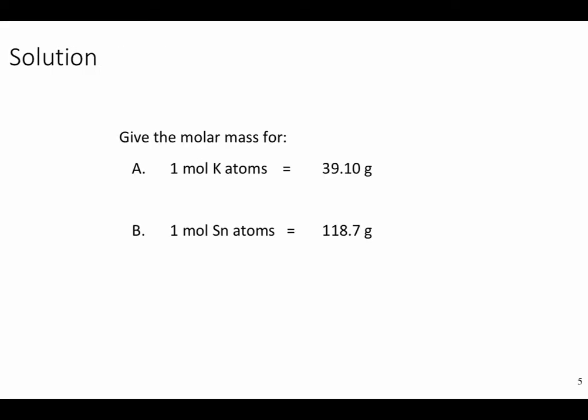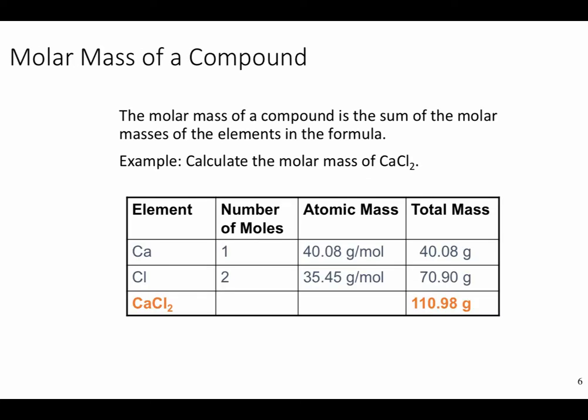So, 39.1 grams per mole for potassium, and 118.71 grams per mole for tin. So if we have a compound, how do we calculate what the mass of 1 mole of that compound would be? Well, from the formula, we know that there is calcium, and I have 1 mole of that calcium. The atomic mass from the periodic table for calcium is 40.08 grams per mole. 1 mole, so I have 40.08 grams for the calcium that's in this compound.